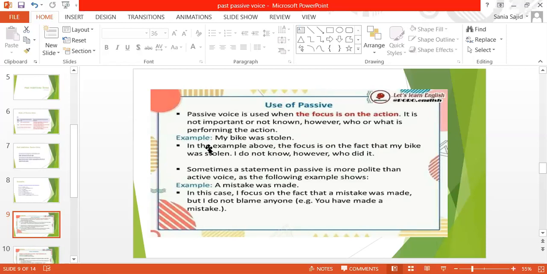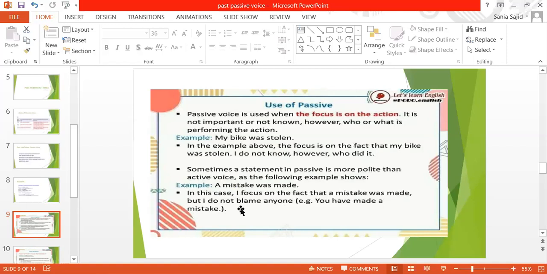My bike was stolen. In the above example, the focus is on the fact that my bike was stolen. I don't know who did it. Sometimes a statement in passive voice is more polite than the active voice, as the following example shows. A mistake was made. In this case, I focus on the fact that a mistake was made, but I do not blame anyone and I don't know who made the mistake.